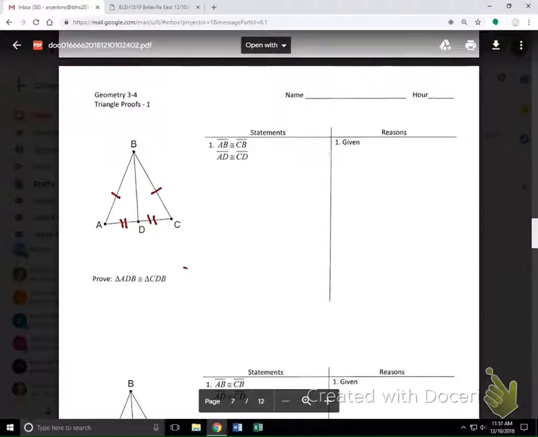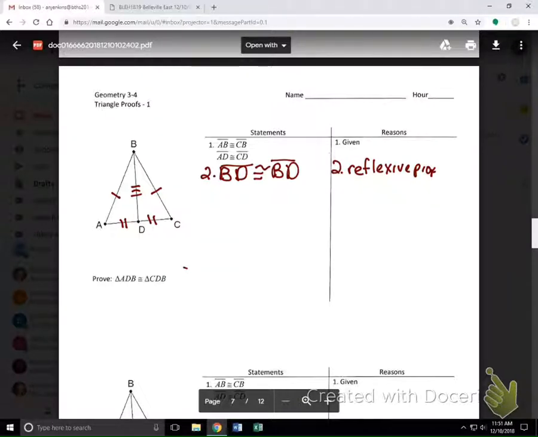So if you see a shared side, you're going to write 2. BD is congruent to BD. And we know this by reflexive prop. You are 100% correct. Okay, that tells me right here that I now have 3 congruent sides.